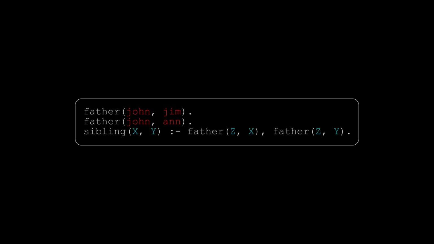Here's an example in Prolog. We have father(john, jim), father(john, ann), and a definition of sibling. This might be already a little bit cryptic. The first statement means John is Jim's father. The second line means that John is also Ann's father. And the definition of sibling reads as: X and Y are siblings if there exists some Z such that Z is the father of both X and Y.